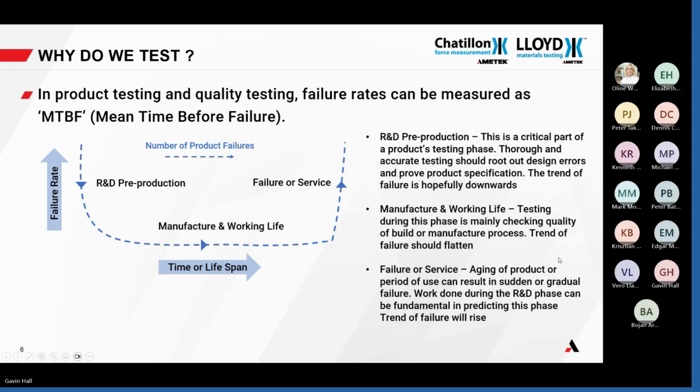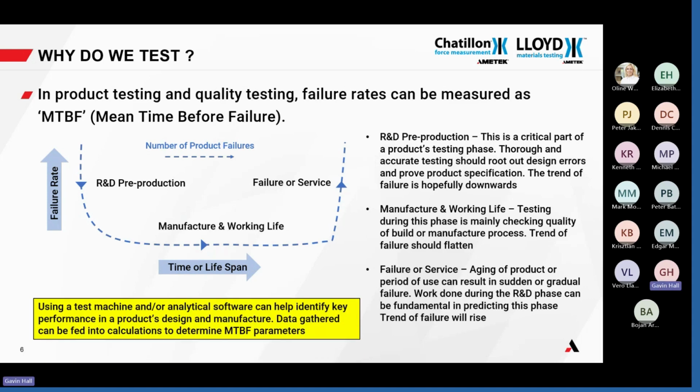The aging of a product or a period of use can result in a sudden or a gradual failure. The work that was done during the R&D phase can be fundamental in predicting this phase. But obviously a product needs to be used, needs to have a life cycle, to know its failure rate or its condition after a period of use. And we typically see the trend of failure start to rise again.